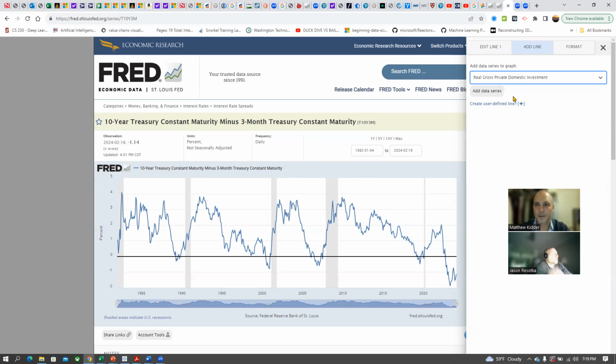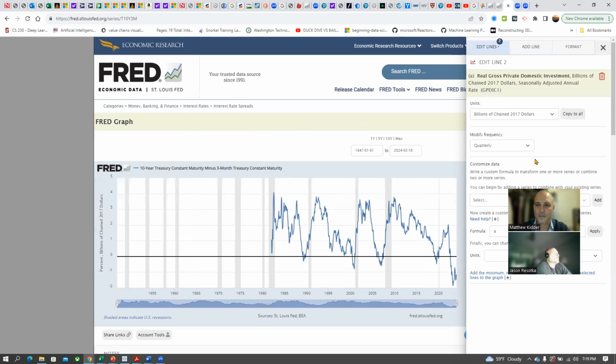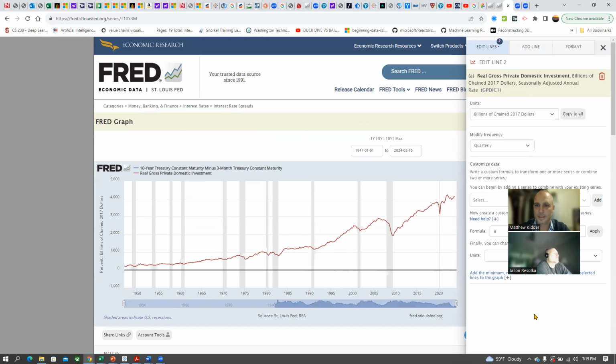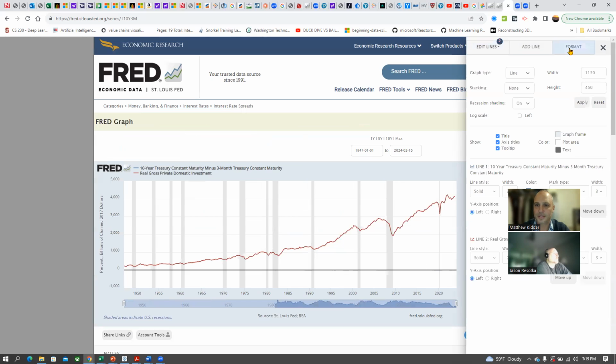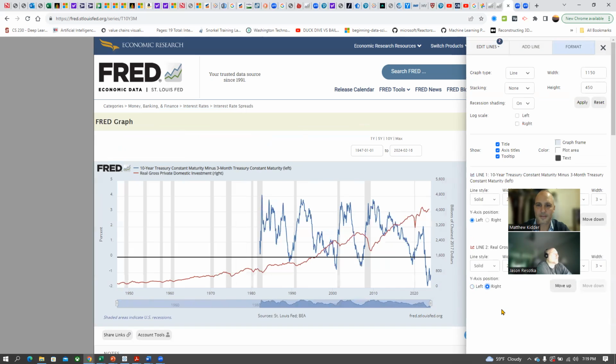Real investment, I'll just put it up here real quick. And I think we need to put it on the other axes, because the yield curve, we're in billions and the yield curve's in percentages, so we'll go like that. So the red is actually investment.